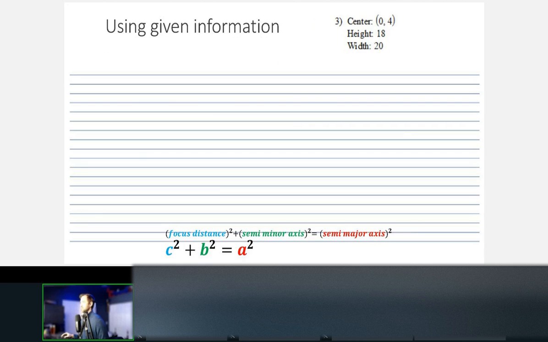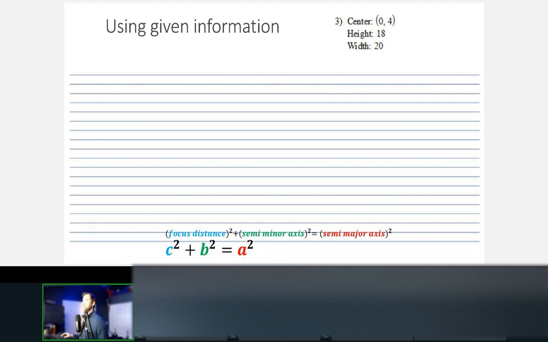All right, so let's go into number 3. All right, a little different. I gave you different information. The center 0, 4, the height is 18, the width is 20. So with that information, I'm going to give all of you, we'll say 3 minutes. We'll say 3.5 minutes. I don't think 3 is going to be enough for just learning how to do these. So 3.5, ready to go.